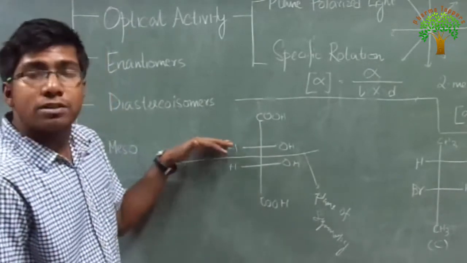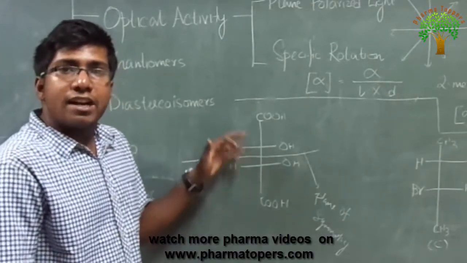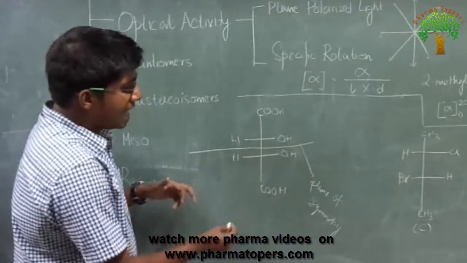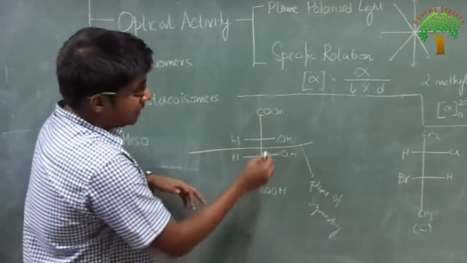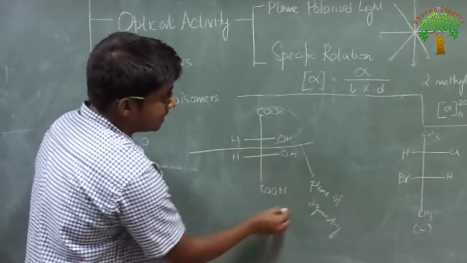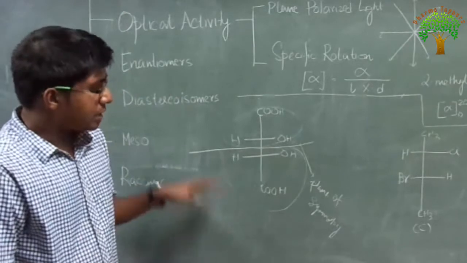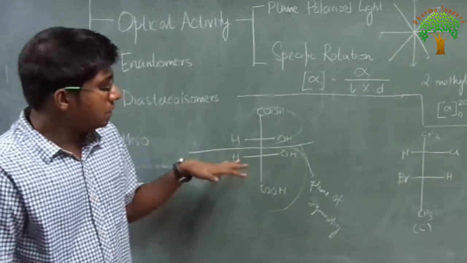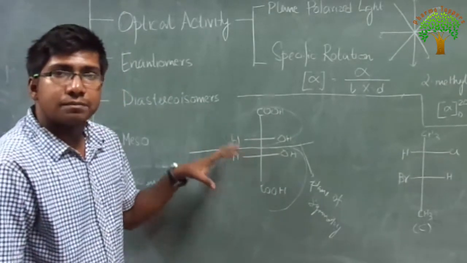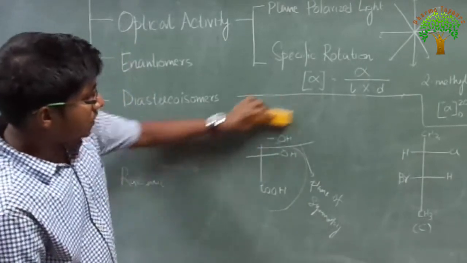This type of compound is optically inactive, and this phenomenon is known as internal compensation. Like with this compound, the rotation exhibited by this part is cancelled by the rotation exhibited by this part. So the compounds are optically inactive due to internal compensation. This is the case of meso compounds.